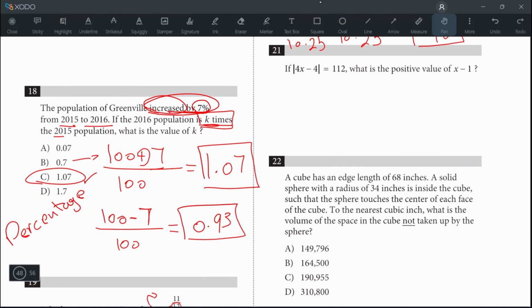Now what about question number 21? If 4x minus 4 is equal to 112, what is the value of x minus 1? A simple trick we can use here is to divide by 4. If we divide by 4, the left side will be x minus 1, which is the value he wants us to get. And if we divide 112 by 4, we'll have 28. So the answer is equal to 28.